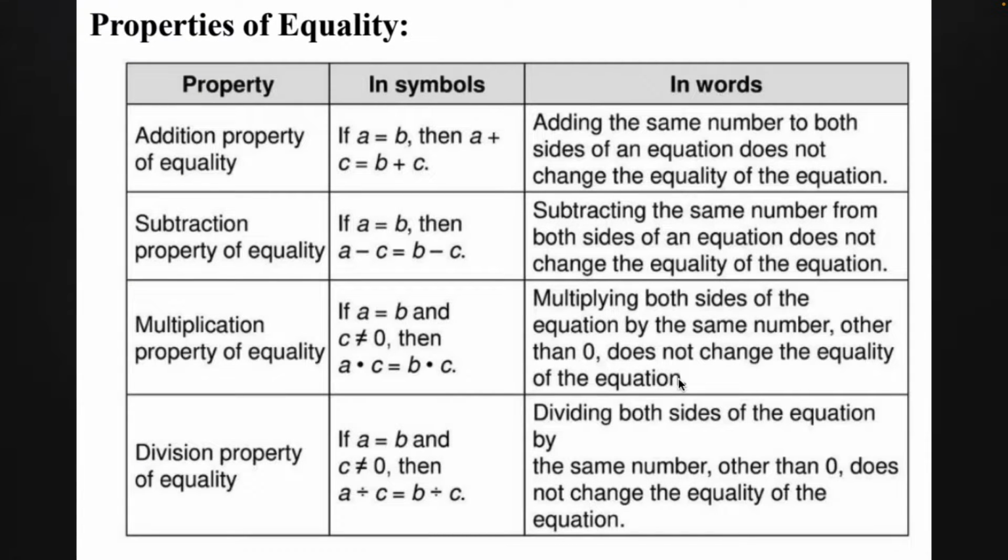Division property, same exact idea as the multiplication property. We have A equals B. C cannot be 0, and I can divide both sides by the same number. So just like subtraction, this is going to make both sides a little smaller, or maybe a lot smaller, depending on what we're dividing by. But I'm still dividing by the exact same thing on both sides. So as long as they started equal, and I'm doing the exact same thing to both sides, they're going to stay equal. Remember, it cannot be 0, and in this case, it's because I can't divide by 0.